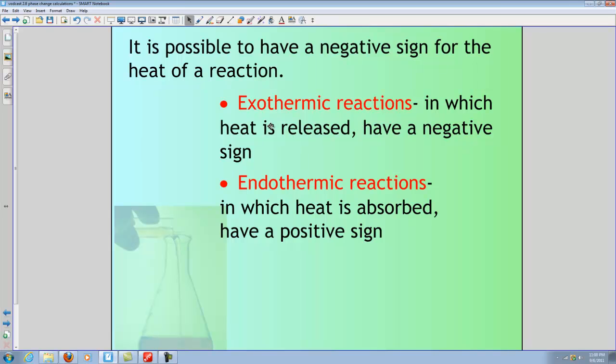That's a couple of definitions that we definitely need to know. It's exothermic if it has a negative sign, which means that heat is released. It's endothermic if it has a positive sign. Exo means outside, endo means inside. So exo means the heat's being given out, endo means that the heat is being pulled in.